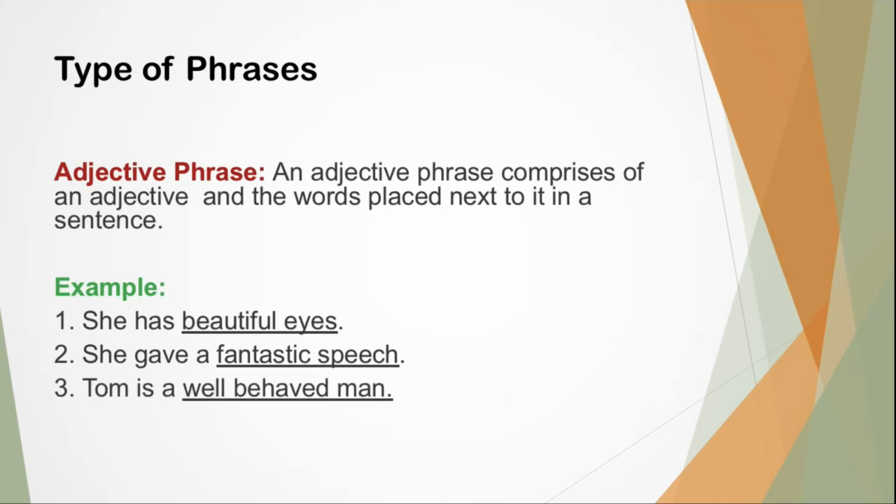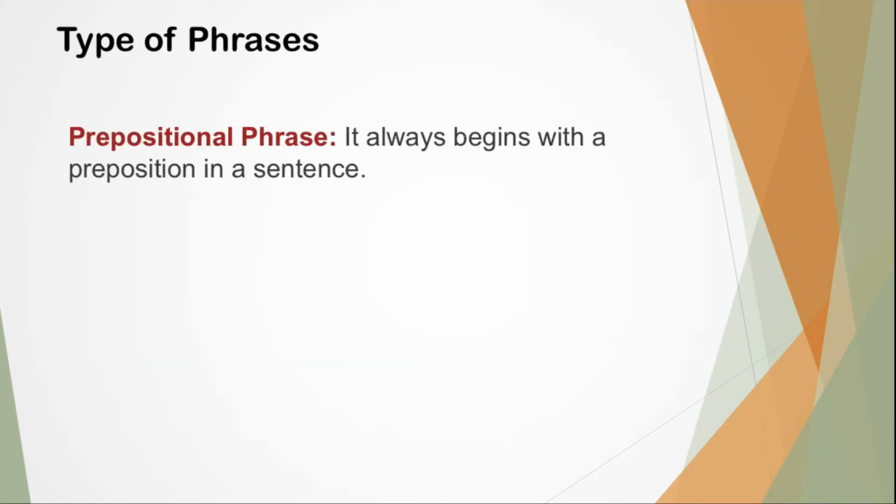Tom is a well-behaved man. Well-behaved is adjective. Hence, well-behaved man is the adjective phrase in this sentence. He leads a busy life. Busy adjective. Busy life is the adjective phrase. Alright. So the next type of phrase is prepositional phrase. It always begins with a preposition in a sentence.